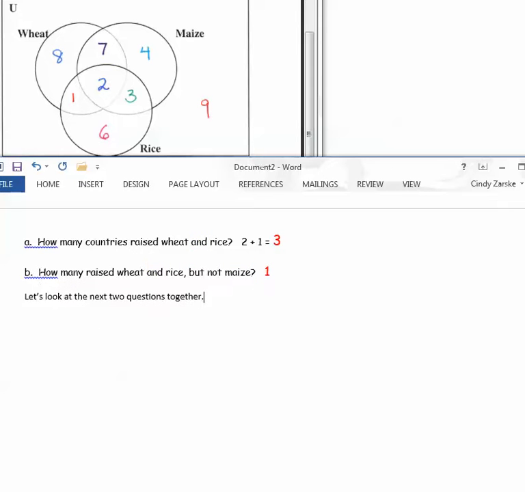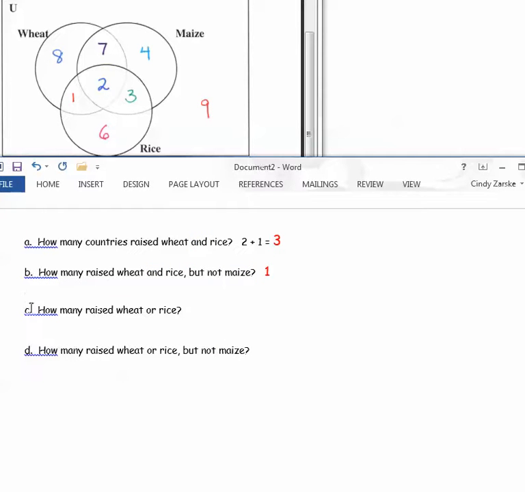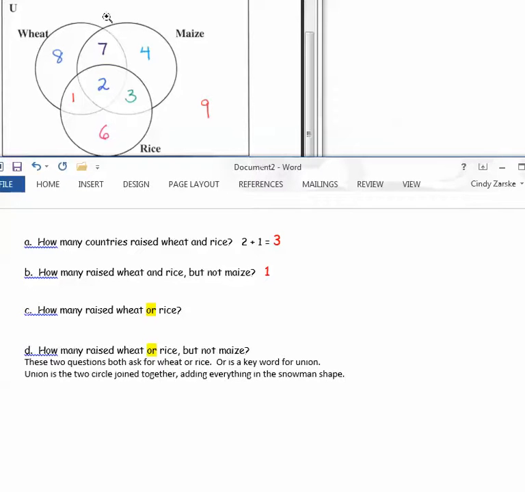Let's also look at the next two questions together. Question C, how many raised wheat or rice? Question D, how many raised wheat or rice but not maize? These two questions both ask for wheat or rice. Or is a keyword for union. Union is the two circles joined together, adding everything in the snowman shape. For question C, we'll add all 6 of those numbers together. 8 plus 7 plus 1 plus 2 plus 3 plus 6 equals 27.